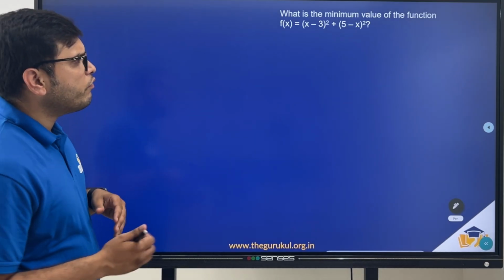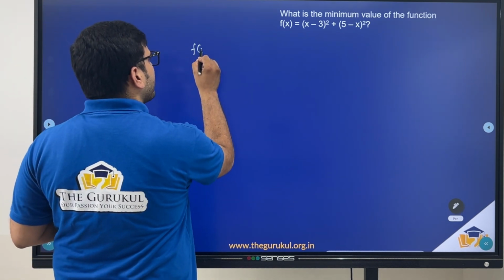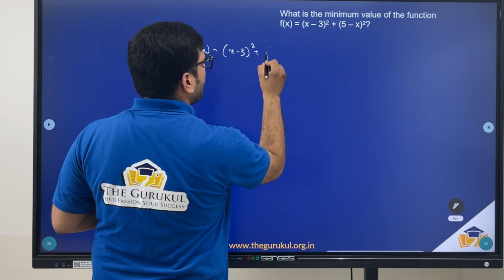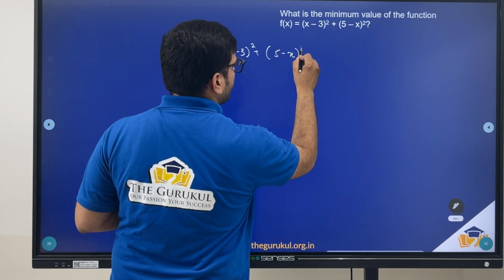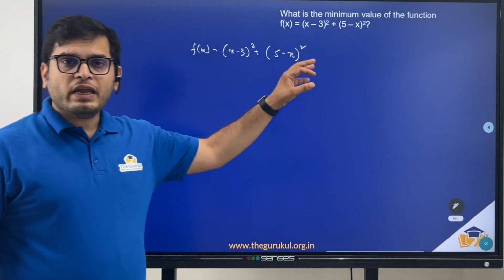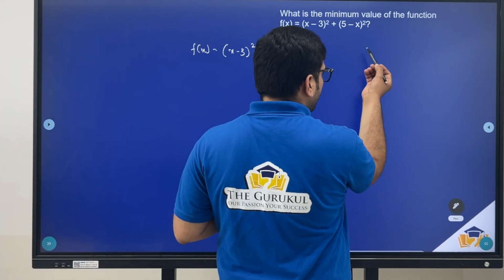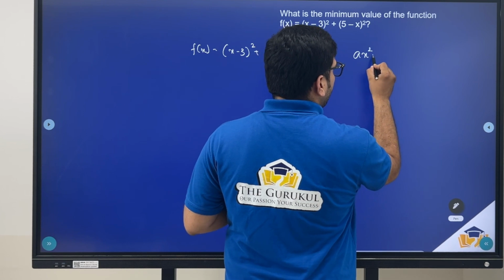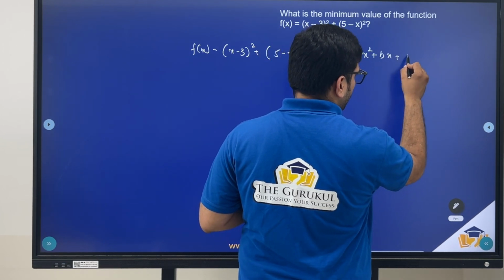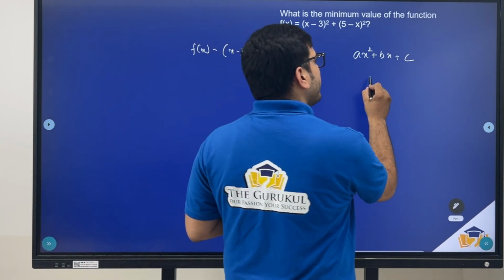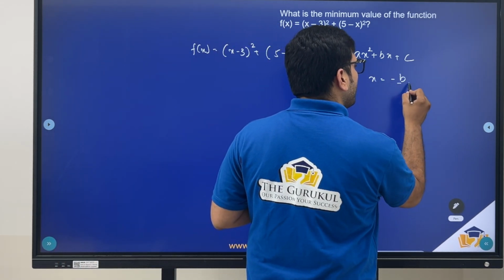What is the minimum value of the function f of x is equal to (x minus 3) whole square plus (5 minus x) whole square? Now let us convert this into quadratic expression, because we know that if you have an expression in the form of ax square plus bx plus c, this will be having a minimum value or maximum value when x is equal to minus b by 2a.